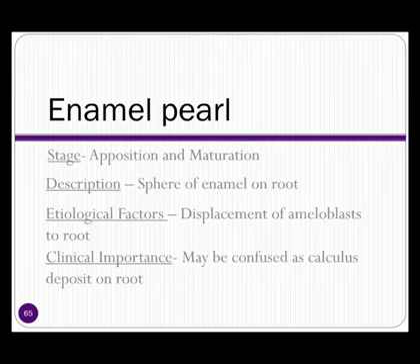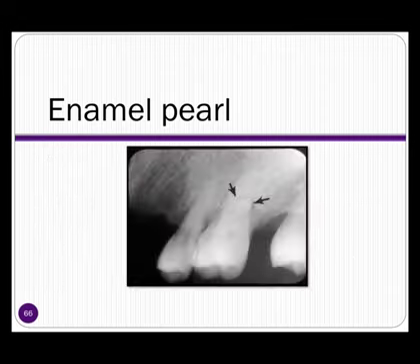Now, this is still dealing with improper apposition of enamel, so it cannot occur before the apposition stage of tooth development. But the appearance of the enamel pearl is exactly as it suggests. It's a round pearl made of enamel. This happens when like a rogue group of ameloblasts end up on the root surface of a tooth, and they deposit enamel on the root surface when they shouldn't. And it's really a perfect sphere of enamel.